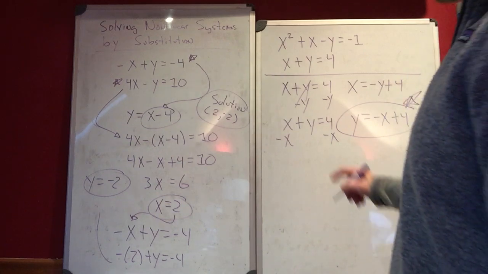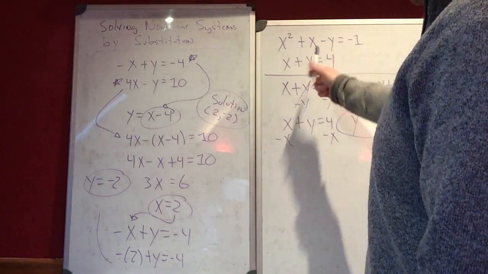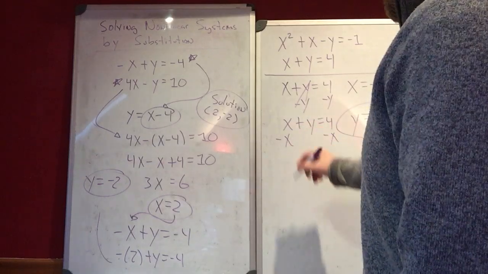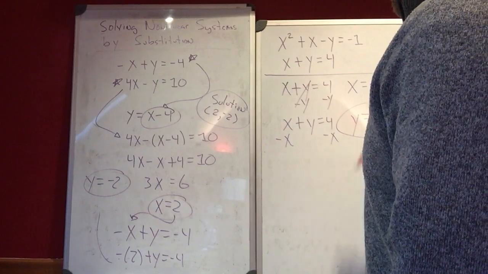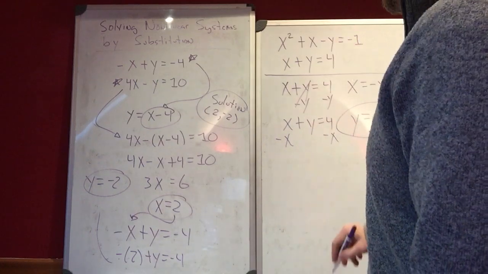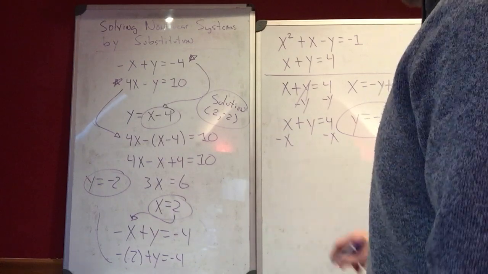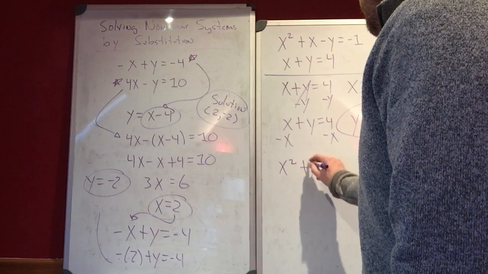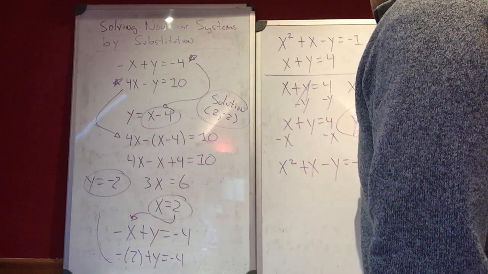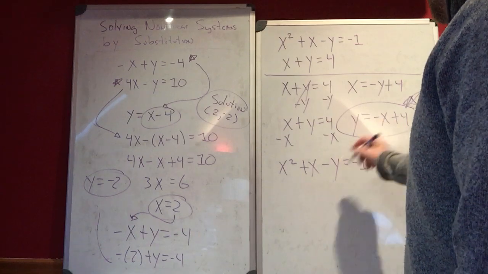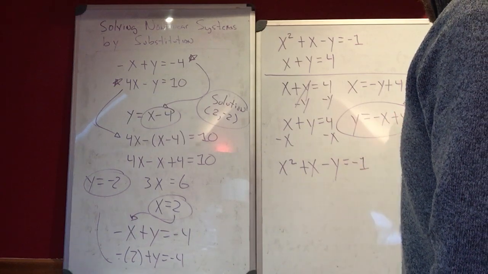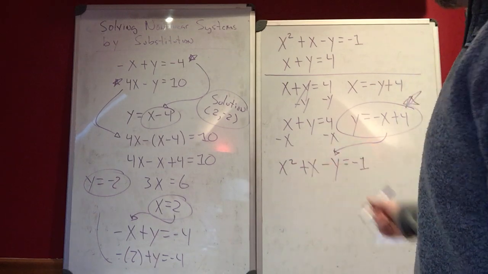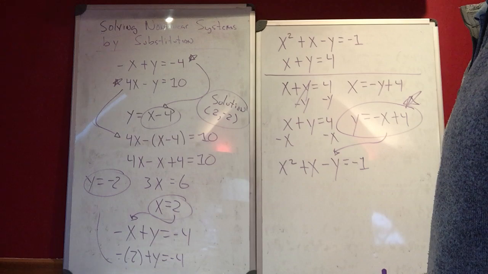So that's the first step, is to solve the linear expression for one of the variables. Here we did both for the x and for the y, okay? We're going to use this one. Now we have to move to the quadratic, okay? So our quadratic is x squared plus x minus y equals negative 1, right? Here we're going to substitute in this negative x plus 4 for our y. That's going to give us an expression with just one variable that we can solve for that variable, okay?